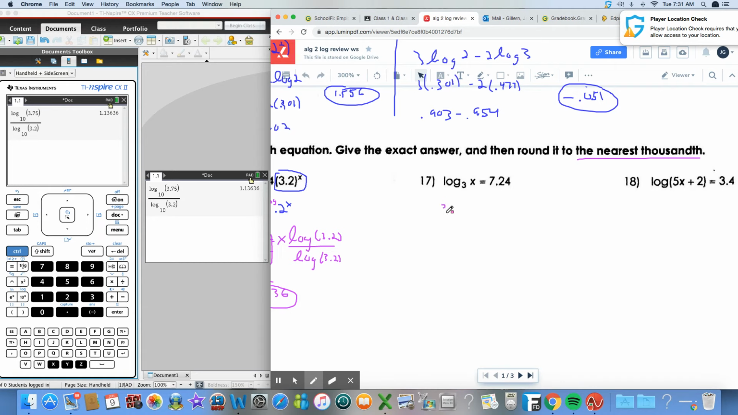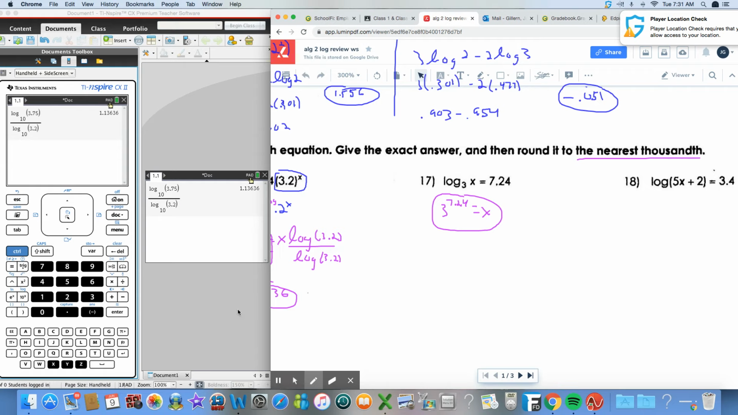So it's 3 to the 7.24 equals x. Left, right, left. It's the base, so this power equals that number. All right, so that is our exact answer right there. That's the exact answer.